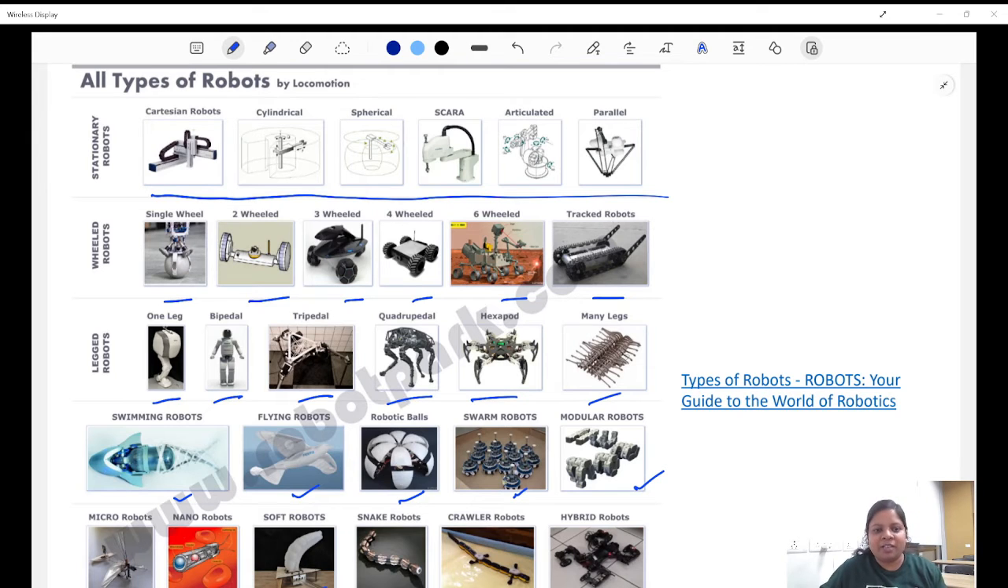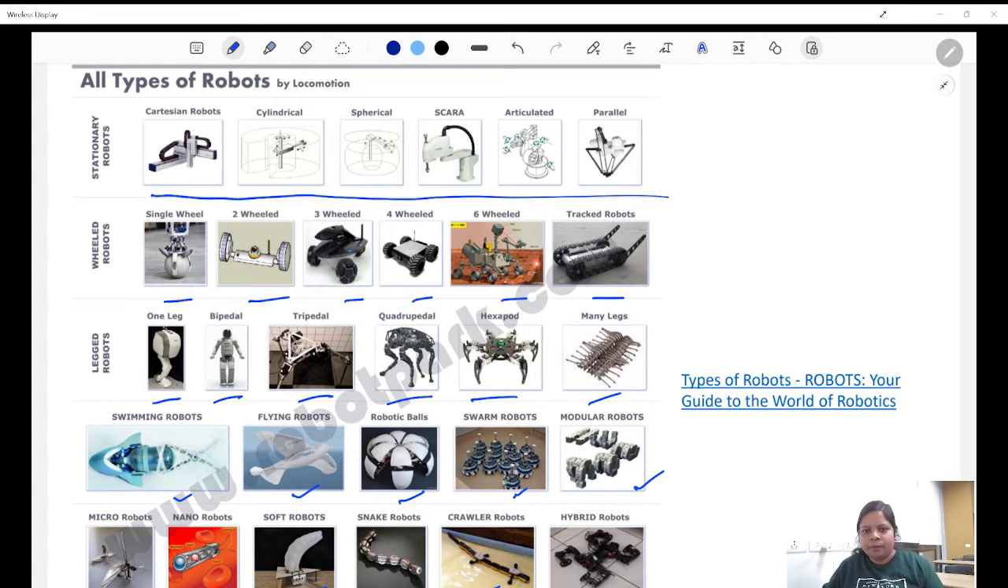So if, for example, there is a highly uneven terrain and there are blocks of bricks already kept there, a rigid robot would not be able to adapt to all the surroundings and move forward. So these soft robots help. Then there are snake robots, crawler robots, and hybrid robots. So this is one of the links on types of robots. You can see it. This is for your reference.